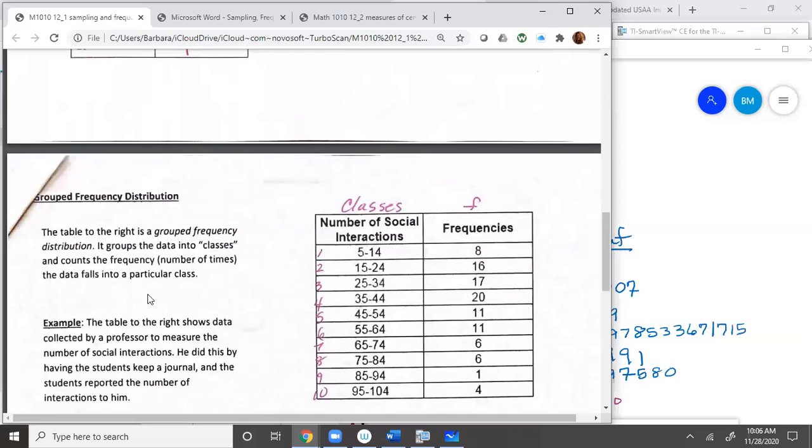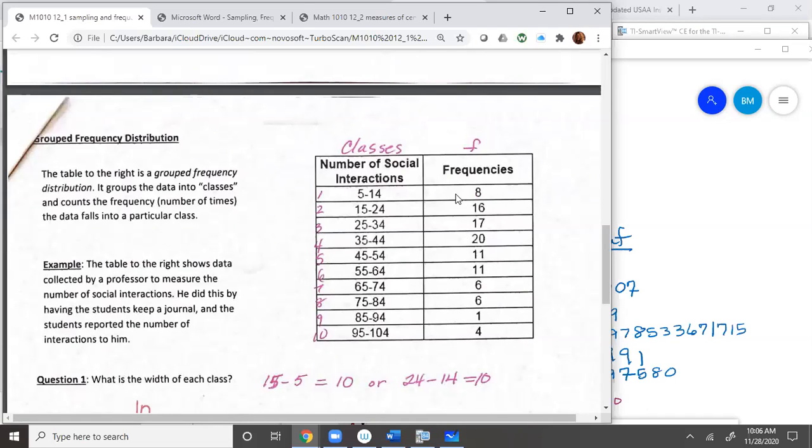In the next problem, the table to the right is a grouped frequency distribution. It groups the data into classes, and I put the number of each class here to the left, and counts the frequency, or the number of times the data falls into a particular class. So for example, the table to the right shows data collected by a professor to measure the number of social interactions. He did this by having the students keep a journal, and the students reported the number of interactions to him. Let's find the width of each class.